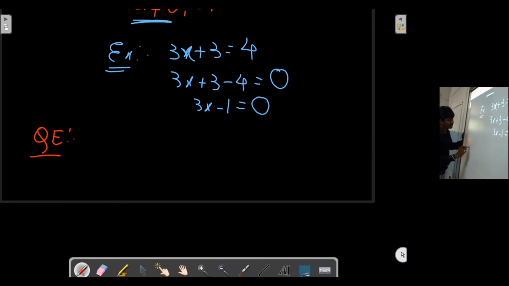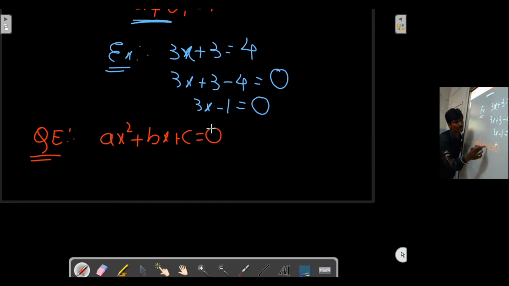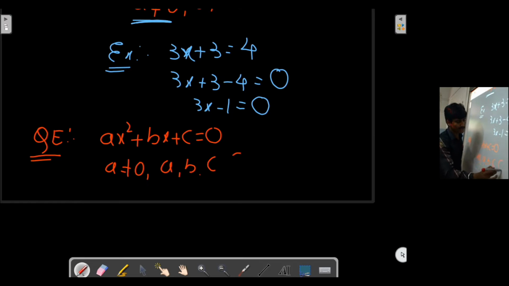Quadratic equation, shortcut title. In your book you can write all these things. Quadratic equation, the standard form of a quadratic equation is what? ax² + bx + c = 0. The degree of this one is how much? 2. Where a is not equal to 0, and a, b, c belong to real numbers.